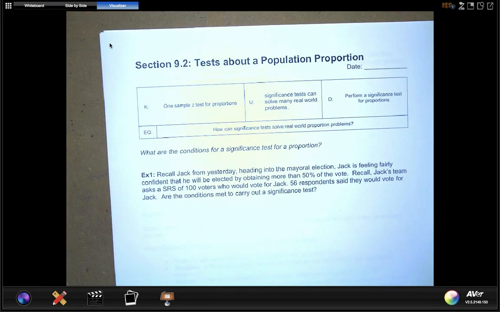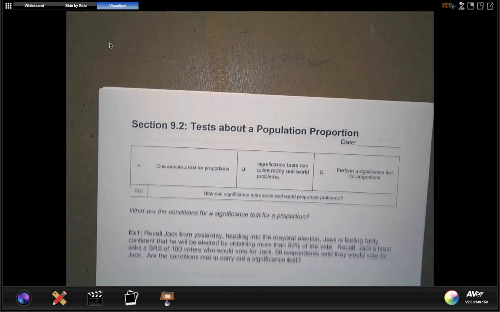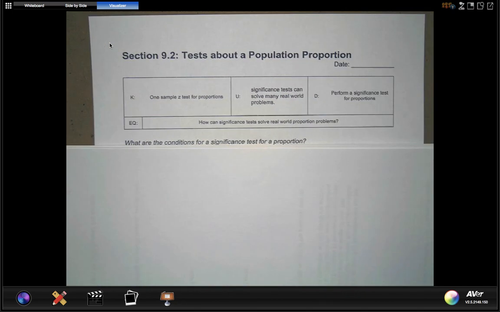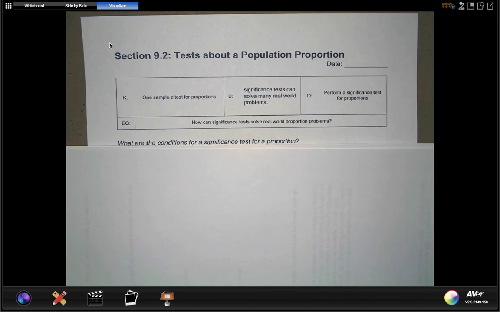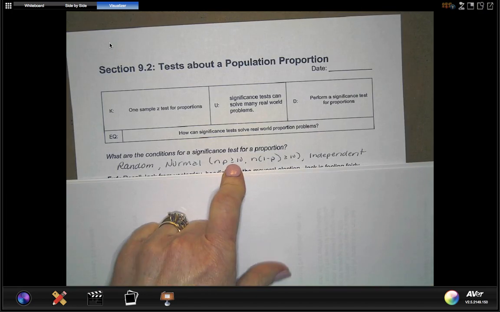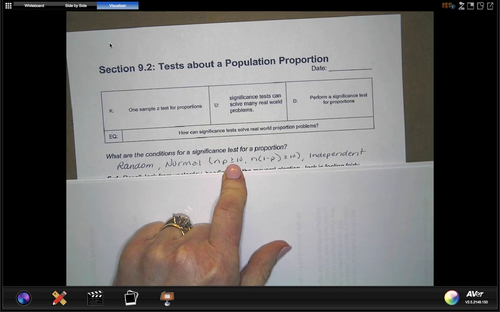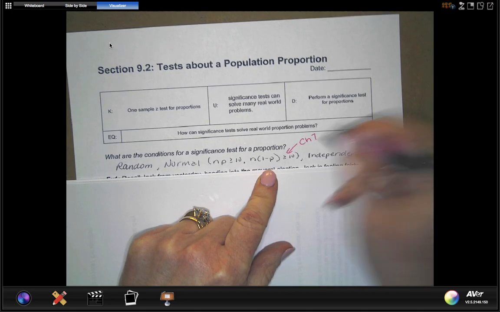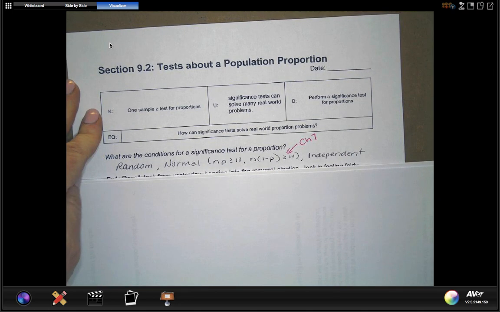All right, so let's look at these notes here. All right, so just like we've had last chapter, we have conditions again. So just like last chapter, we have our random check, we have our normal check, we have our independent check, our 10% rule. So random, the normal check, we're going to go back to what it actually was. This was back in chapter 7 when we first learned about sampling distributions. And then we have our independence, which is our 10%.